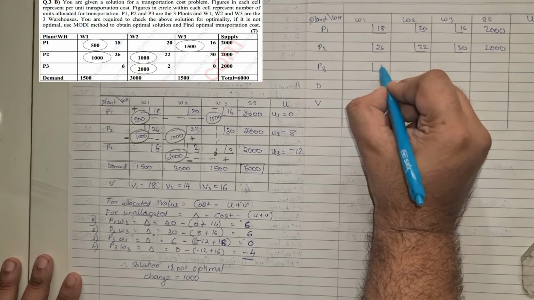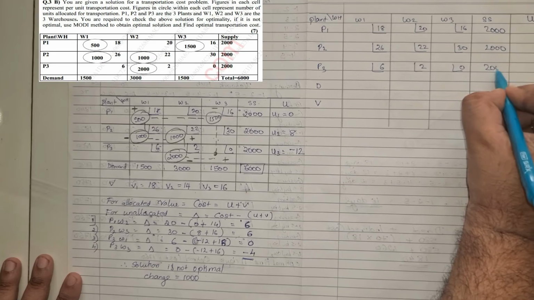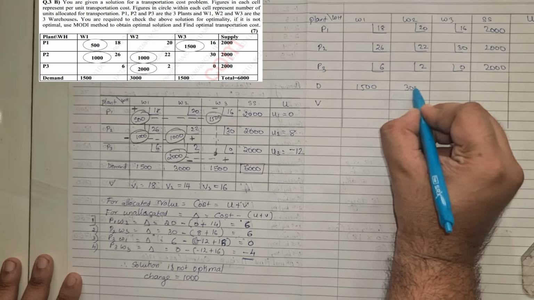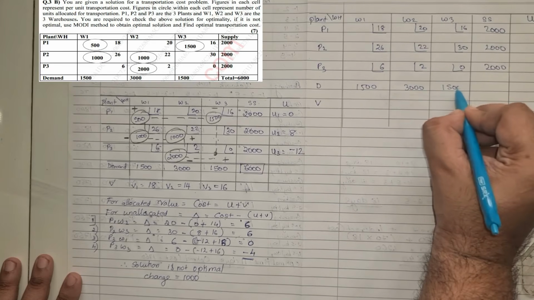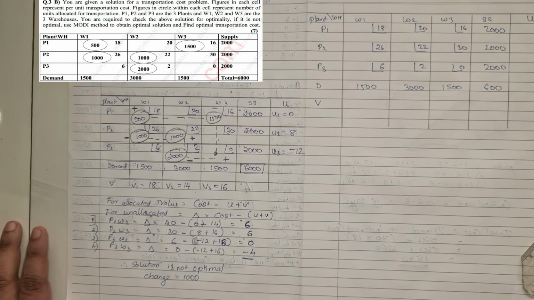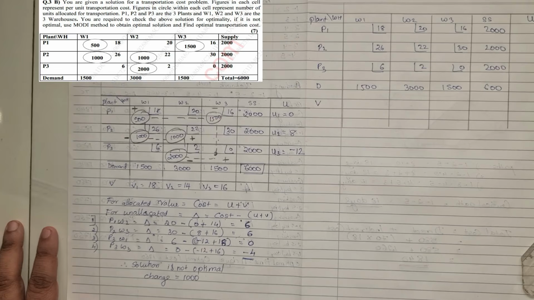Okay, so costs are exactly same, so cost doesn't get affected, that remains as it is. Demand also and supply also remain as they are. Now look at this very carefully. All our allocations had got affected. So now we'll have new allocations here.